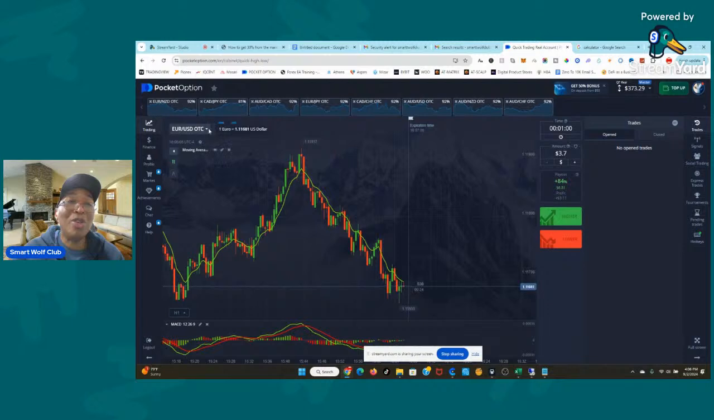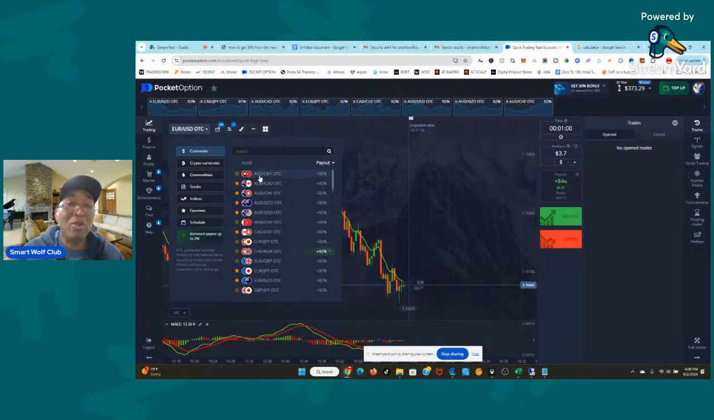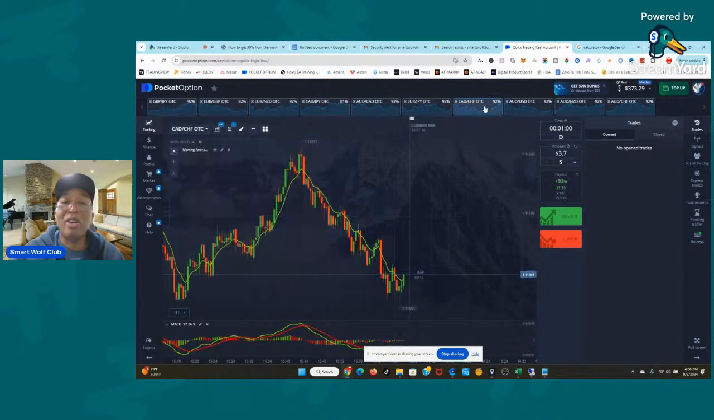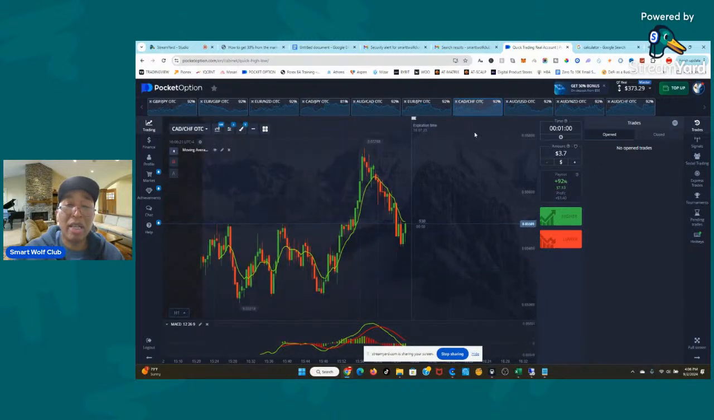So guys, you always have to keep checking your payouts because they keep shifting. The brokers change these all the time. Sometimes if you win something, they actually lower the percentage they're willing to pay you. So let's bring up the ones that are paying 92, and let's look at them.